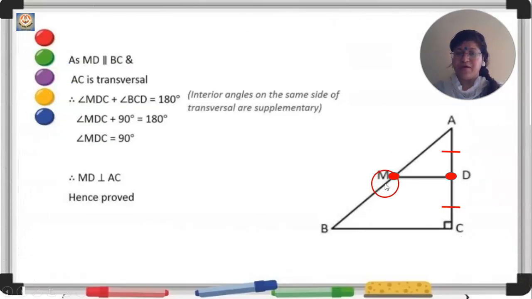You have to prove MD perpendicular to AC. So take 2 parallel lines in this. MD is parallel to BC and AC is the transversal. Angle MDC plus angle BCD, that is these two, they are interior angles and this is already 90. So this angle MDC will also be 90 degrees. And if angle MDC is 90, that means we have proved MD is perpendicular to AC.